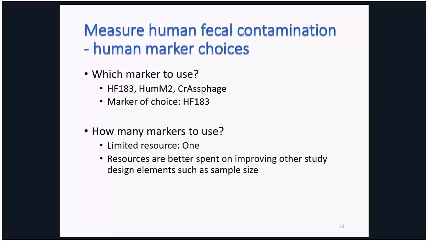So now moving to the second area of consideration. How do you measure human fecal contamination? First, which marker to use? There are several good markers out there based on evaluation studies. The marker of choice would be HF183. This is the best marker that has been evaluated in many evaluation studies.